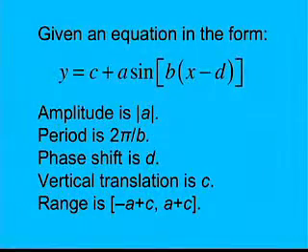Given an equation in the form y equals c plus a times the sine of b times the quantity x minus d, what we know from this is that the amplitude is the absolute value of a. The period is 2 pi over b. The phase shift is d. The vertical translation is c. And our range then becomes the interval negative a plus c, comma, a plus c.